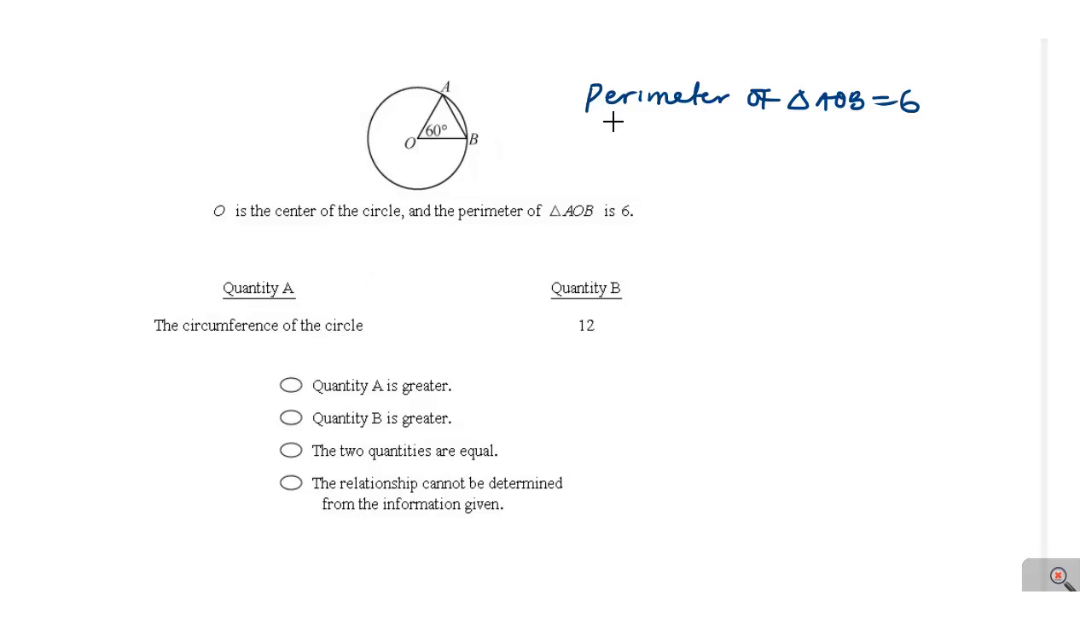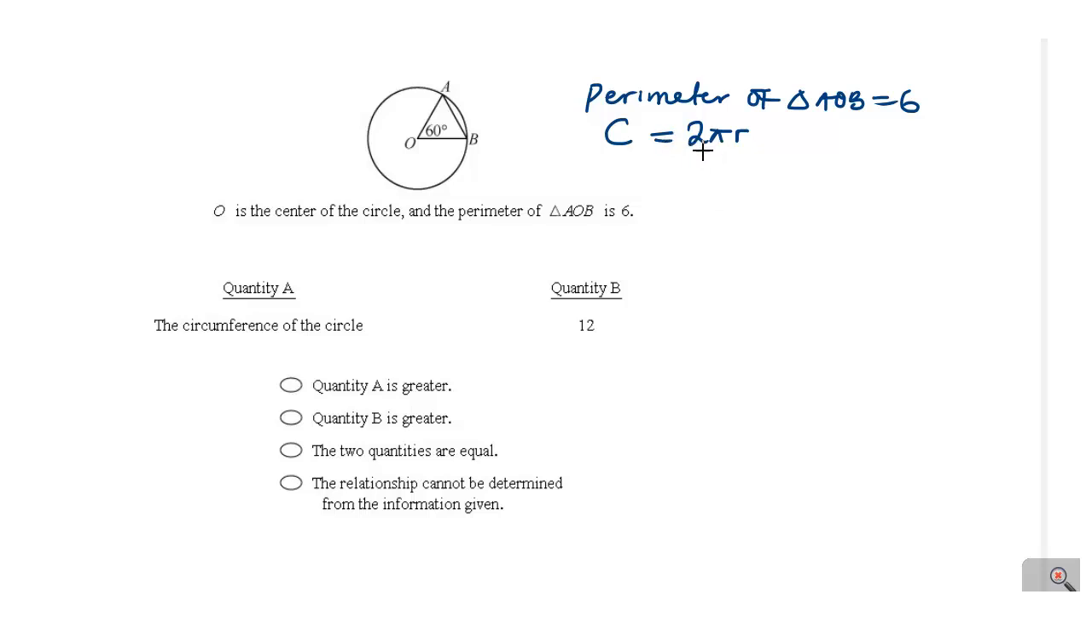So the circumference of the circle, I'll call it C. The circumference of a circle is the same thing as the perimeter of the circle, which is 2 pi R. And quantity B is 12. Now for us to be able to solve this, I've always said that whenever we are dealing with quantitative comparison, you use either quantity A to get quantity B, or you use quantity B to get quantity A. So in this case, we are looking for the value of quantity A, and we are comparing the result with what we have here.